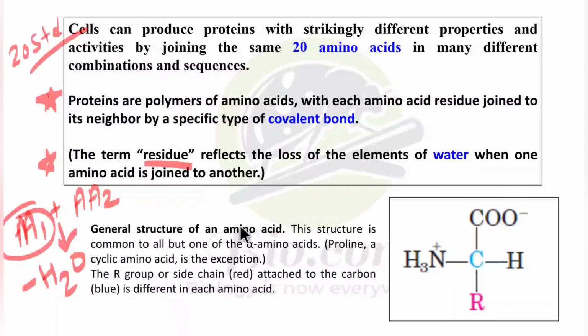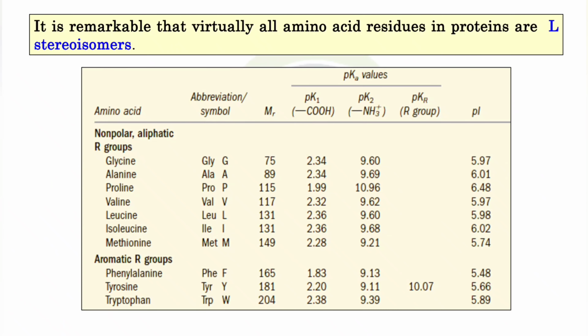Now, the general structure of amino acid. The structure of amino acid is common except the structure of proline, which is a cyclic amino acid. Every amino acid has an R group or side chain, on the basis of which we decide the polarity, the charge or the uncharged nature, and it has the common carboxyl group, amino group, along with the hydrogen. So this is the basic structure of amino acid. Also, you have to remember that all the amino acids are L stereoisomers. It means L configuration में ही सारे amino acid होते हैं हमारे protein में.